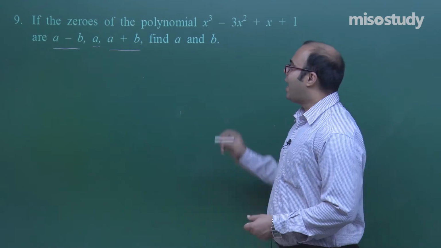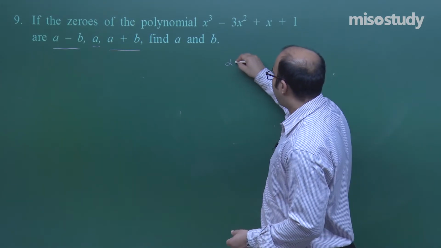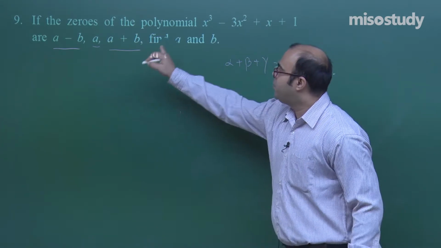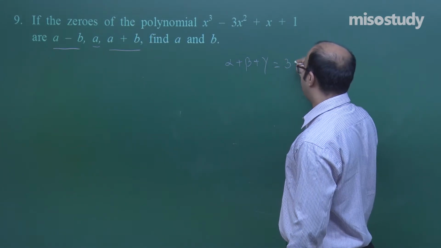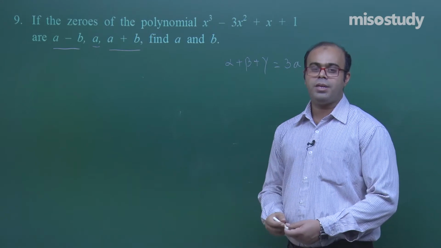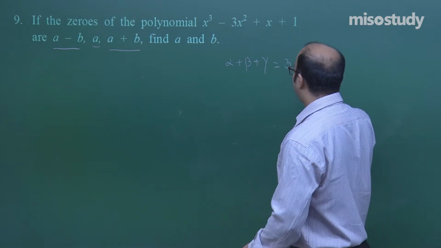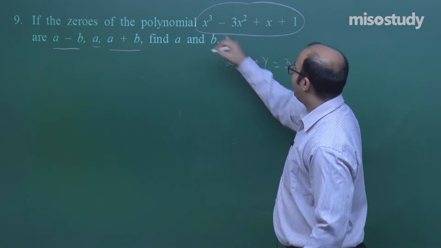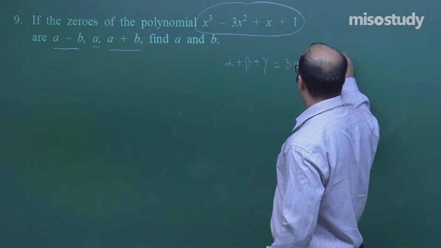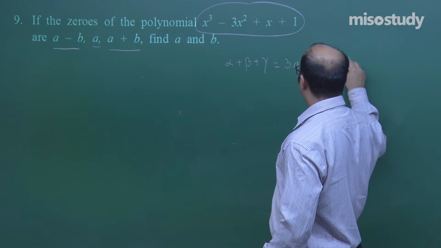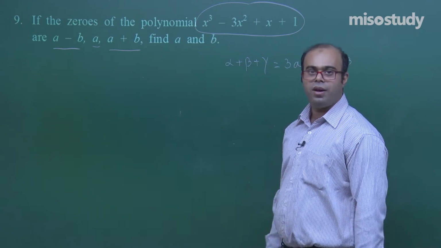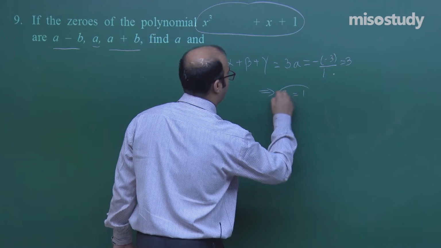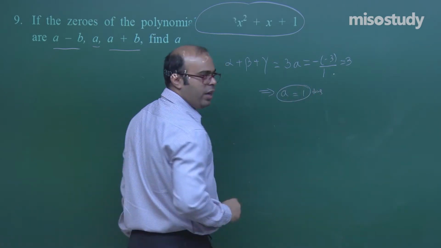So let us first add all the zeros. So when we add alpha, beta and gamma, what are we getting? B is cancelling, we are getting 3a. And we know that alpha plus beta plus gamma is equal to minus b by a in this cubic polynomial. So minus b by a means minus of minus 3 by 1, which is actually 3. So what we are getting? A is equal to 1. This is the answer for a.